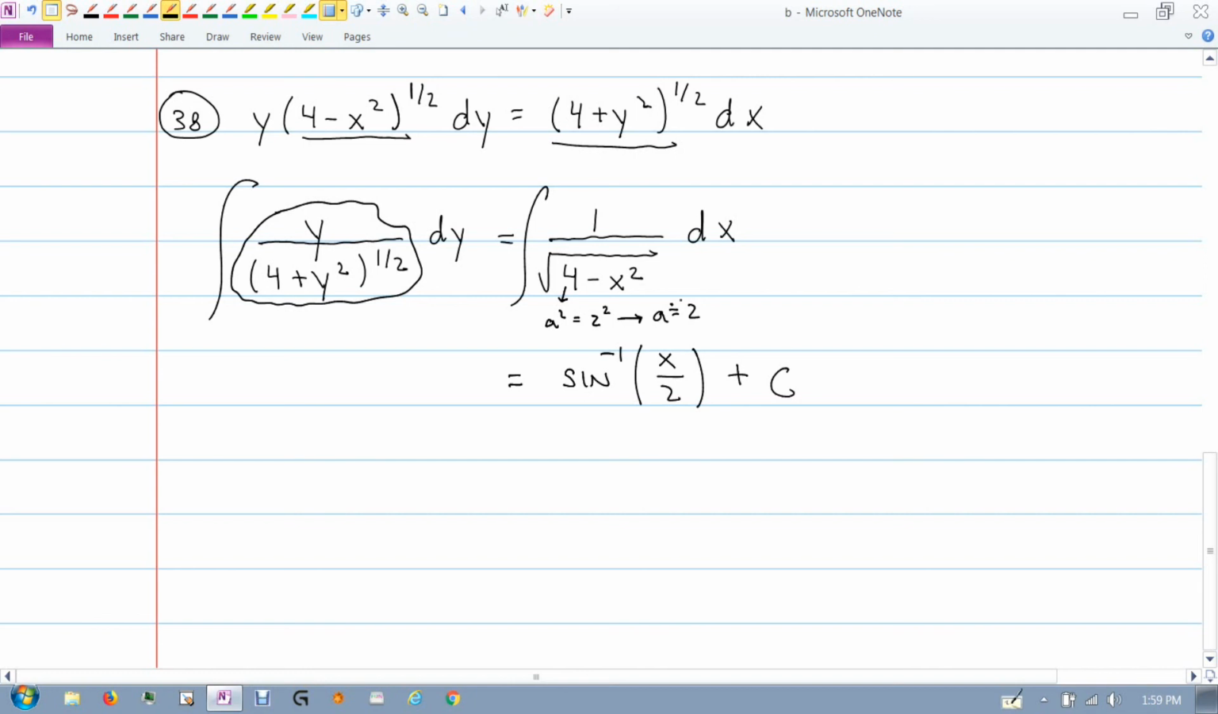All right, so that's what we're going to get. And then on the left-hand side, this with that basic u substitution just turns out to be square root of 4 plus y squared. So you would just make a u substitution, let u be this, and then just work through it, and you should get the left-hand side. All right, that's it for 38.